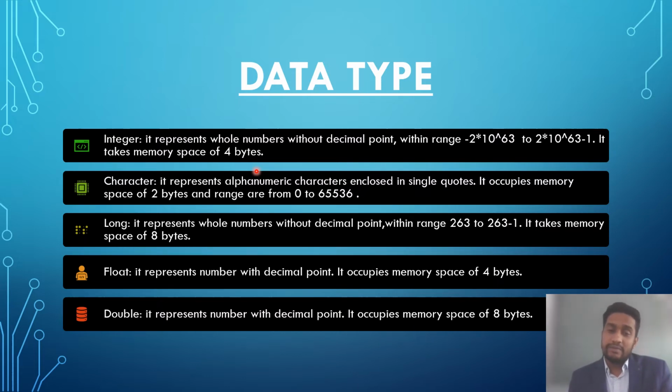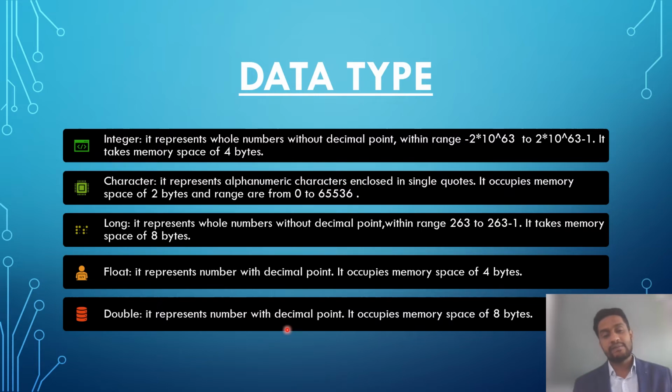Long, it represents a whole number without decimal point within a range of -2^63 to 2^63 minus 1, and it takes a memory space of 8 bytes. Float, it represents a number with a decimal point and it occupies memory space of 4 bytes. So wherever you are going to take decimal numbers or you want to enter the decimal value, you have to take a float data type. Float a equals 10.5, like this way.